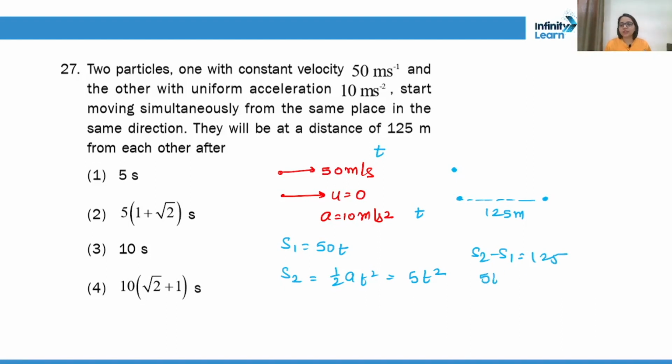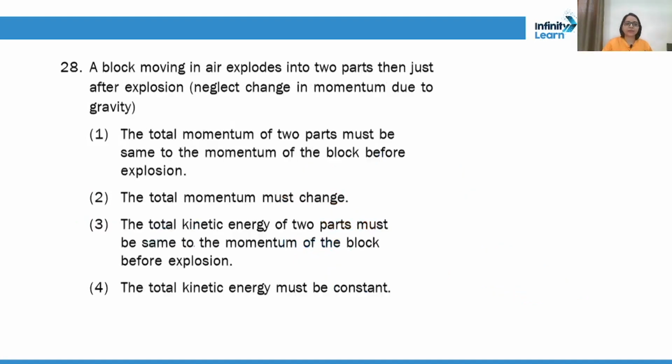5t square minus 50t should be 125. If you solve this quadratic equation, you will get the value of time as 5 into 1 plus root 2 seconds. Question number 28. A block moving in air explodes into two parts. Then just after explosion, momentum of the system will be conserved, right? So correct answer will be option 1. The total momentum of two parts must be same as the momentum of the block before explosion.